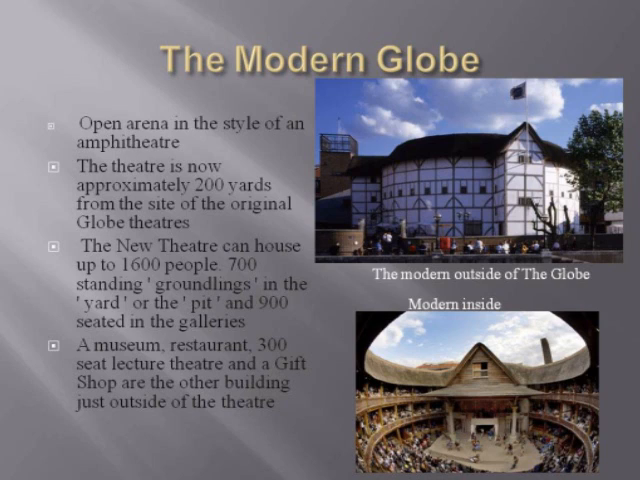The modern Globe. Open area in the style of an amphitheater. The theater is now approximately 200 yards away from the original Globe theater. The new theater can house up to 1,600 people sitting and 700 standing. A museum, restaurant, and gift shops are just outside the theater. To the right are pictures of the new theater outside and in.